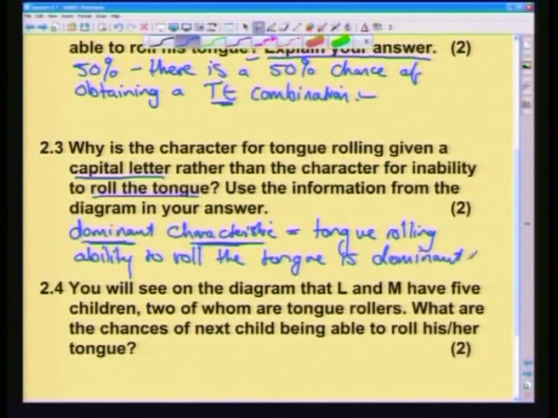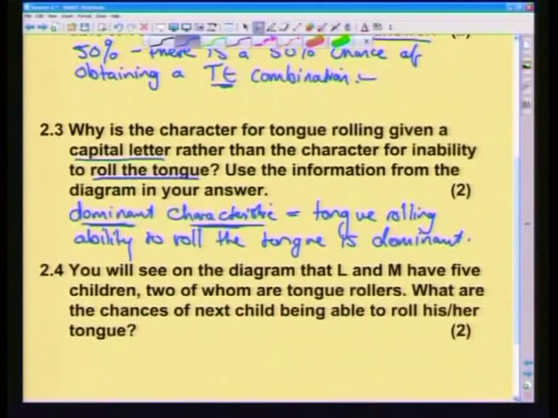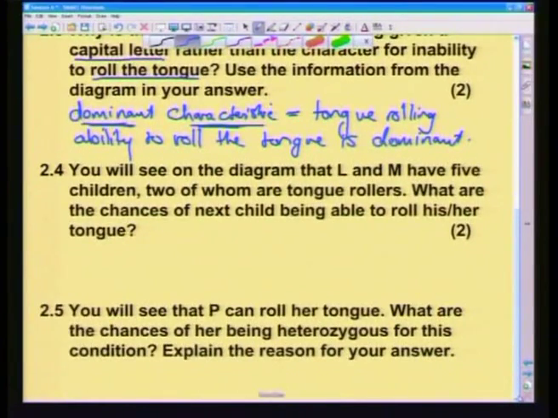Okay, so for tongue rolling, you will see on the diagram that L and M have 5 children, 2 of whom are tongue rollers. So out of 5 children, 2. So 2 out of 5 can roll tongues. And do you see what I'm doing? I'm writing on my question paper. So 2 of those 5 children can roll their tongues. What are the chances of the next child being able to roll his or her tongue?